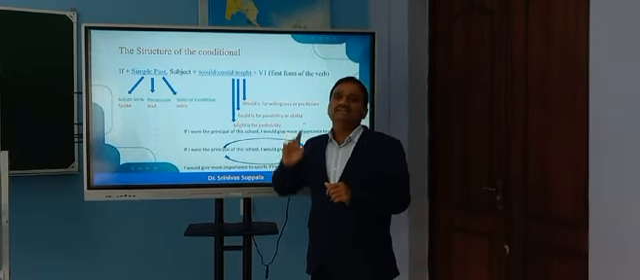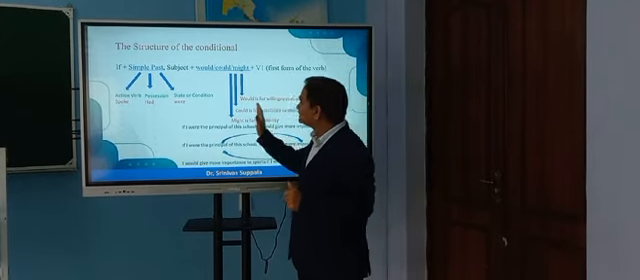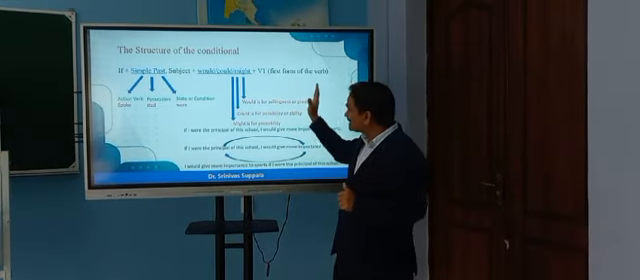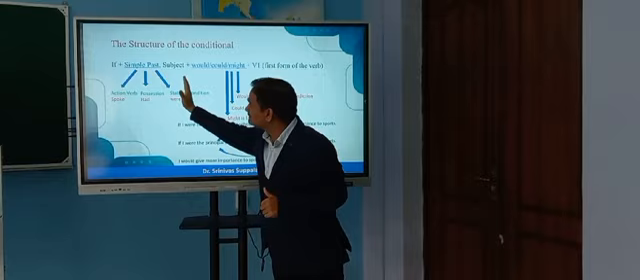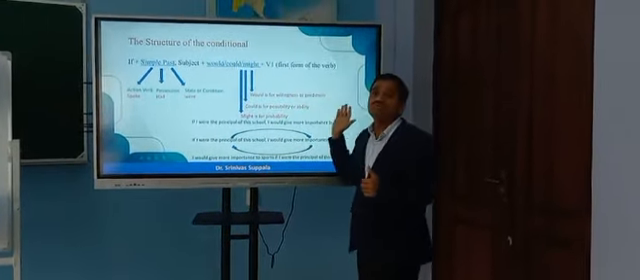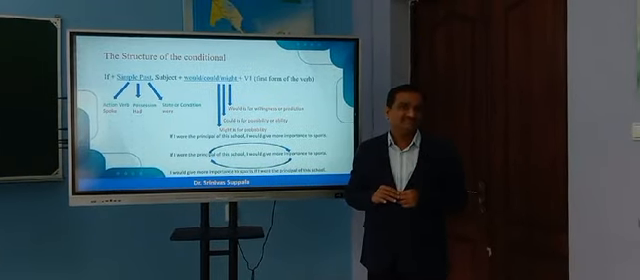Now, this conditional is called the second conditional. It has two parts: part 1 with the if condition and part 2 with the result condition. Part 1 goes with the simple past tense, which we have already learned, and part 2 goes with a modal auxiliary plus infinitive.